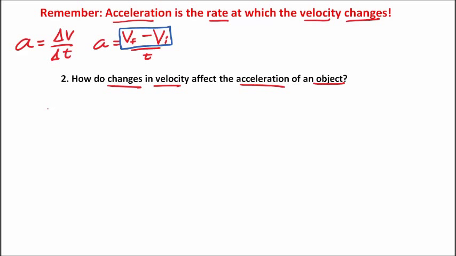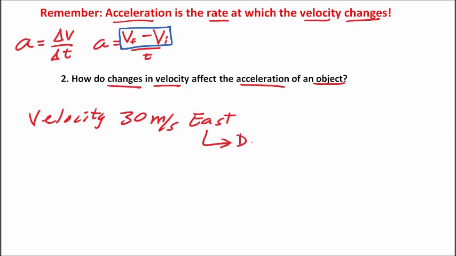Well, let's take a look at an actual example of a velocity. Let's say a velocity of 30 meters per second east. You can easily see that this velocity has two parts. It has a direction and it also has a speed component.